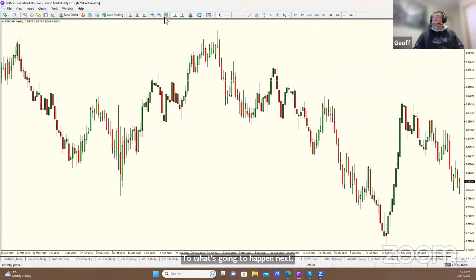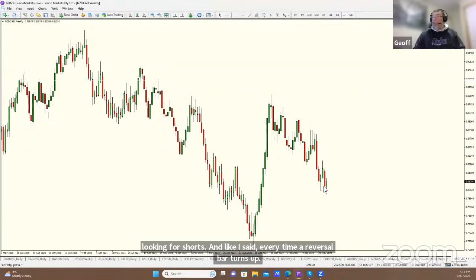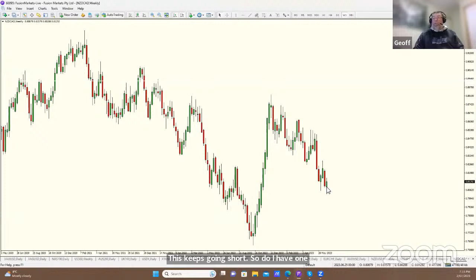So in my mind, I'm not looking for longs at pretty much any cost. I'm looking for shorts. And like I said, every time a reversal bar turns up, this keeps going short. So do I have one? Answer no. Do I expect to get one? Ultimately, yes. Do I want to trade this long right now based on that information? Answer no, not yet. When it does deliver, and you could trade that long on a smaller time frame if you've got the right circumstance, let it go to where it wants to go, and then look for one of these.